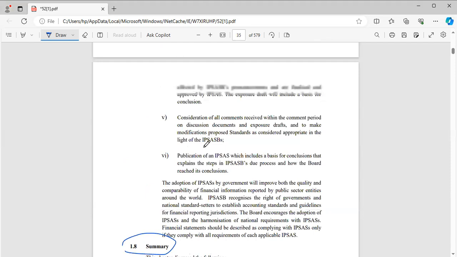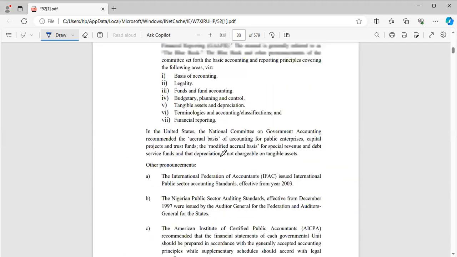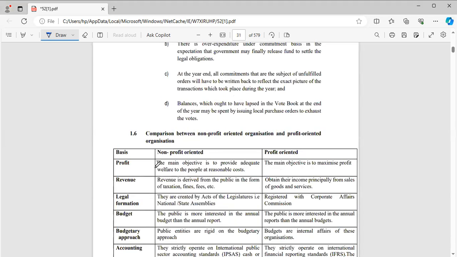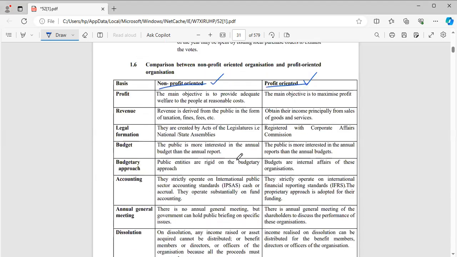So I'll just do a summary of what is left. What is left that we need to know is the difference between non-profit making organization and profit making organization. Remember, I told you that government organizations are non-profit making, while private organizations are profit making. Let's just speak about three, then you go to the rest. So let us compare profit making and non-profit making.